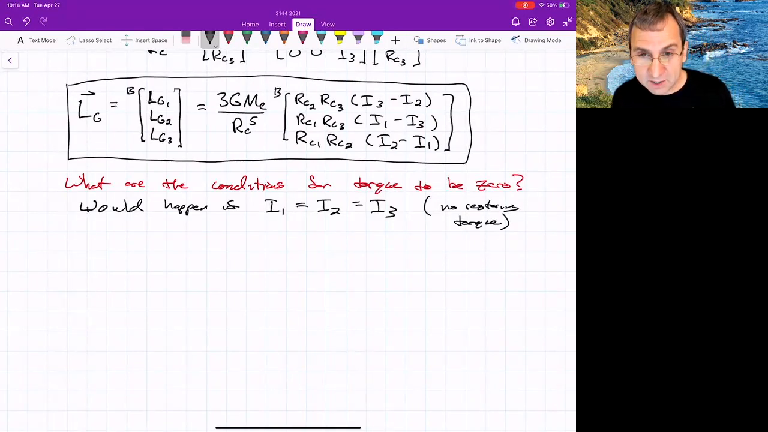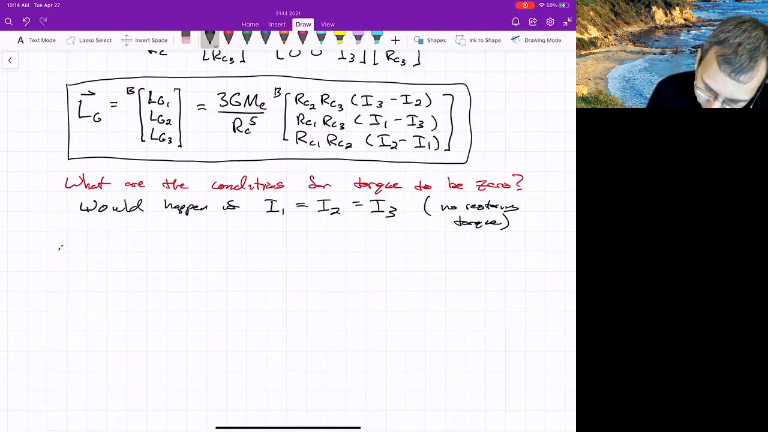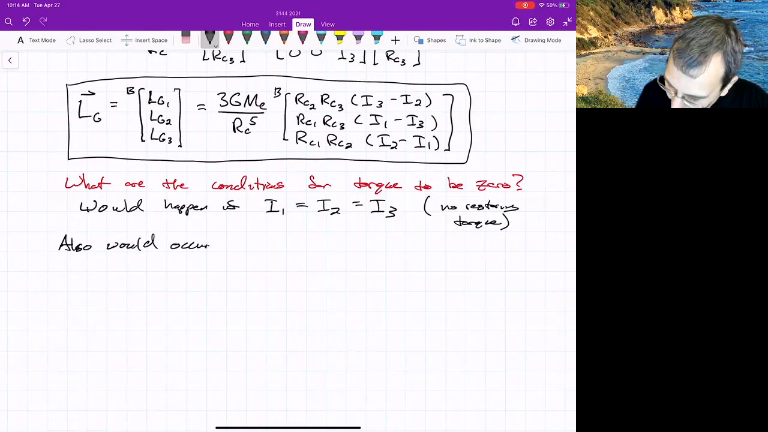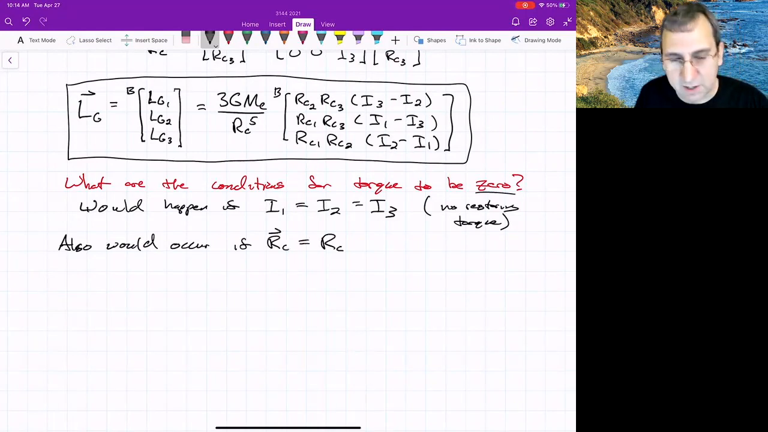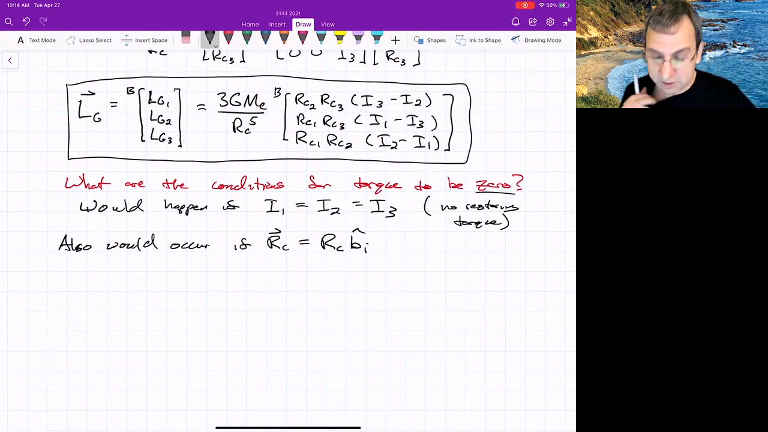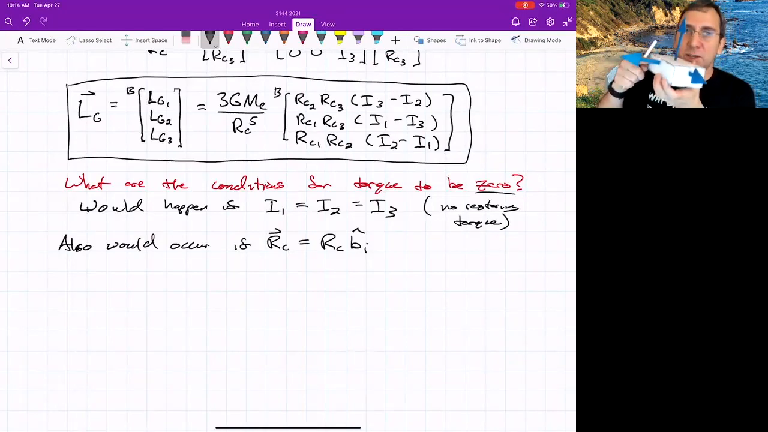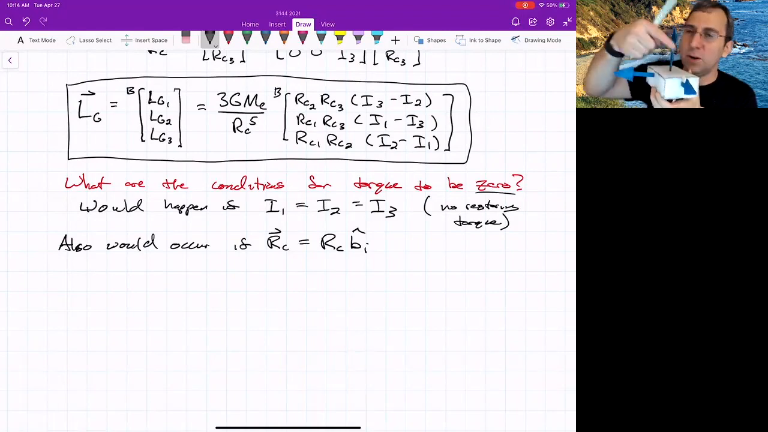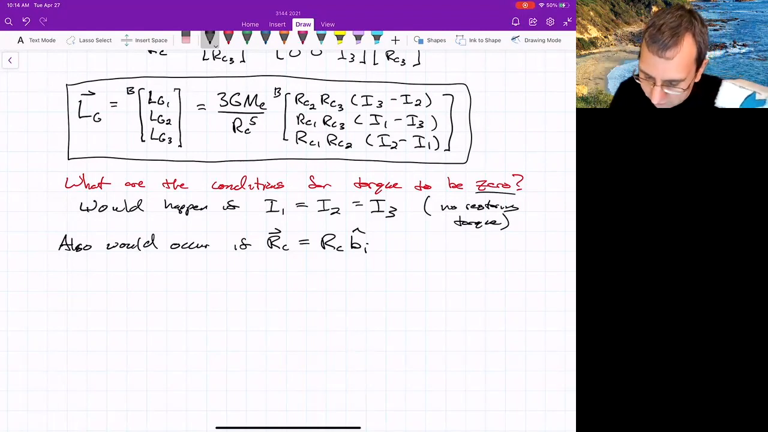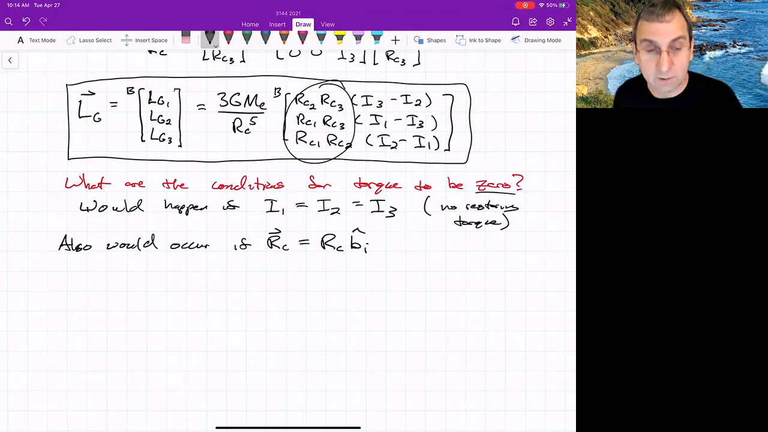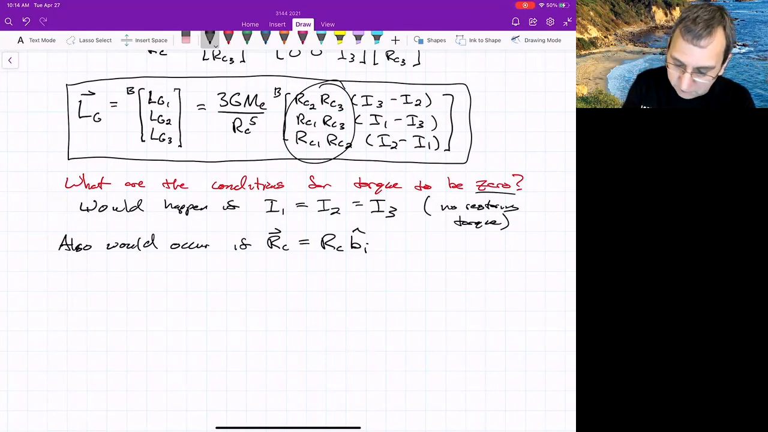Another one, and maybe this one is harder to see, also would occur, meaning we would have zero torque or equilibrium, if RC is aligned with one of these body fixed directions, any one of them. So let's say, here's B1, B2, B3. If it was aligned with the B1 direction, then that means RC1 is non-zero. RC2 and RC3 are both zero. So all of these would be zero because they multiply something that's zero. So that's kind of cool.